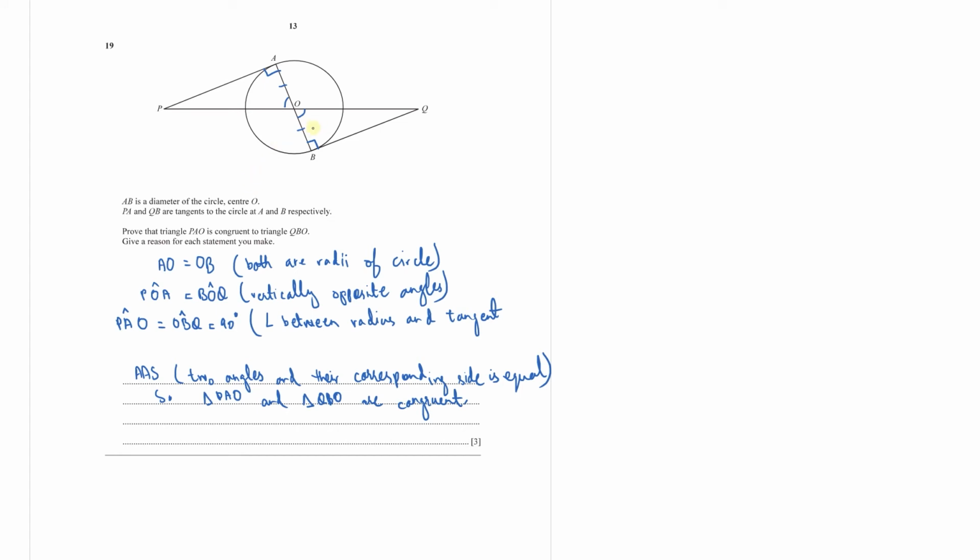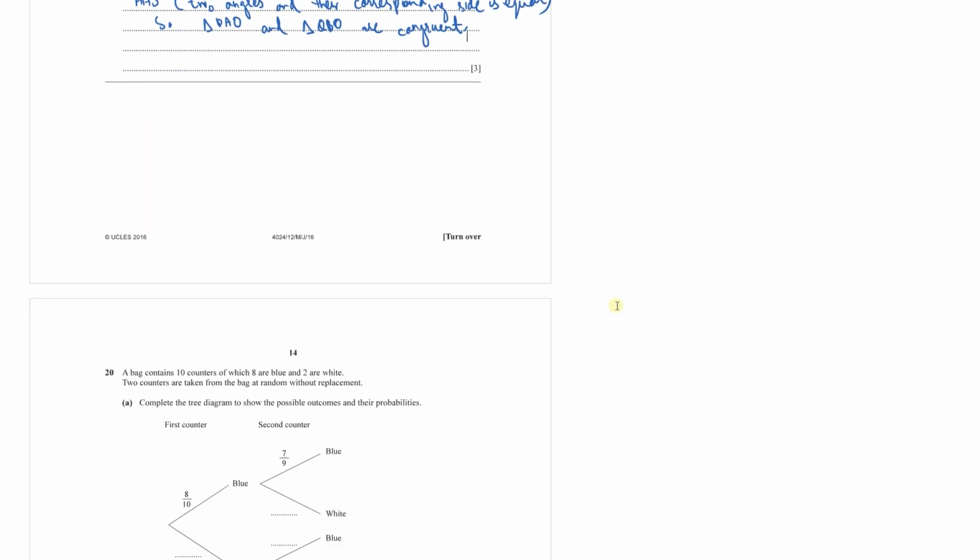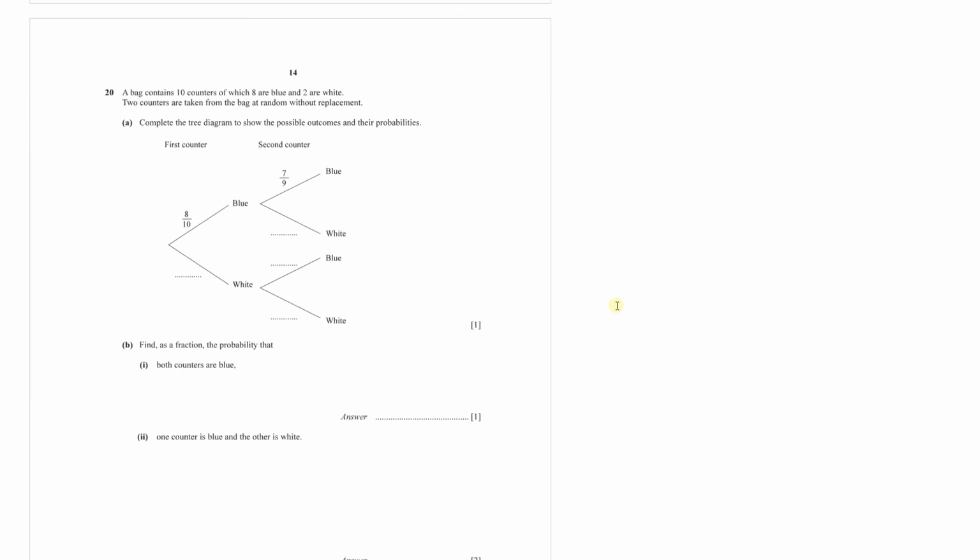So yeah, I think that's a nice way of doing these types of questions where you basically start marking angles and sides that you can see are equal, and then once you're done, it will become clear which congruency test you can use to prove the two triangles are congruent. So let's move on to question number 20.